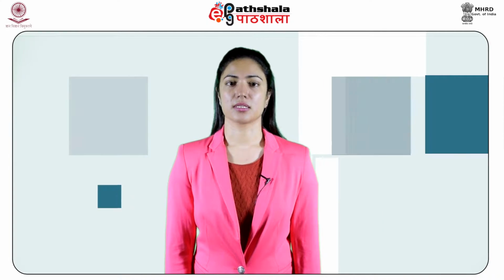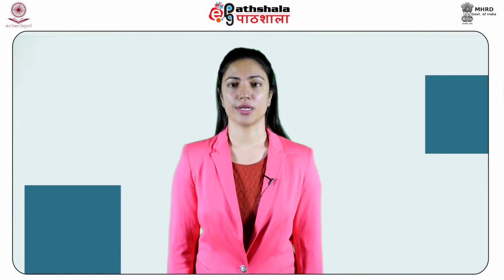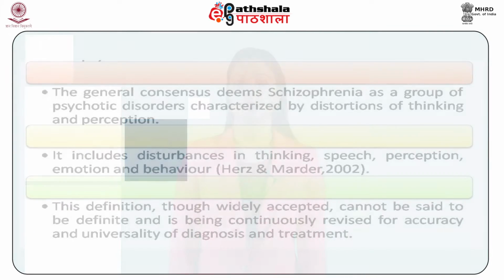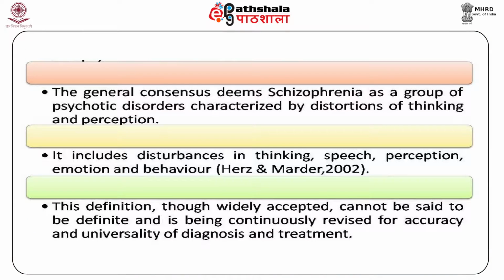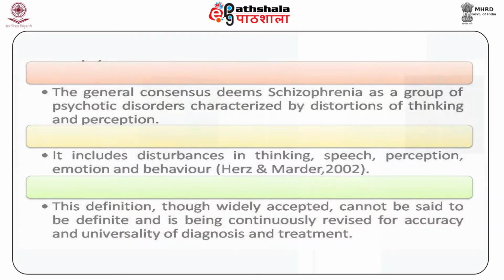We would be discussing the definition of schizophrenia spectrum disorders. The general consensus seems to define schizophrenia as a group of psychotic disorders characterized by distortion of thinking and perception. It includes disturbances in thinking, speech, perception, emotion, and behavior. This definition, though widely accepted, cannot be said to be definite, and it's being continuously revised for accuracy and universality of the diagnosis and treatment.